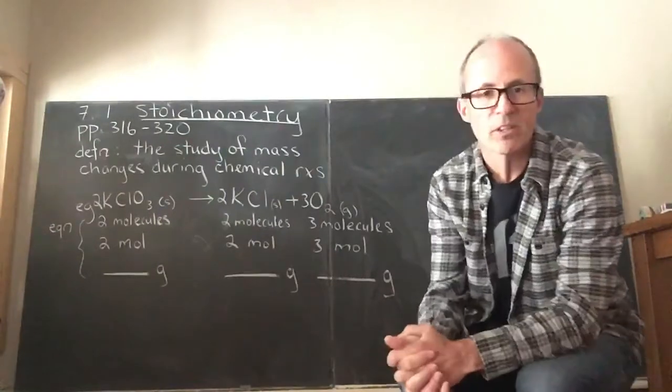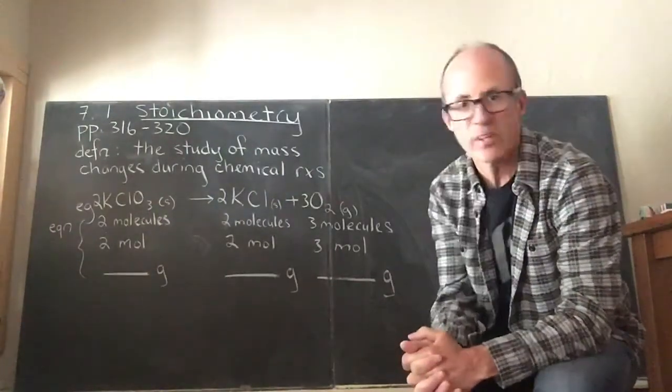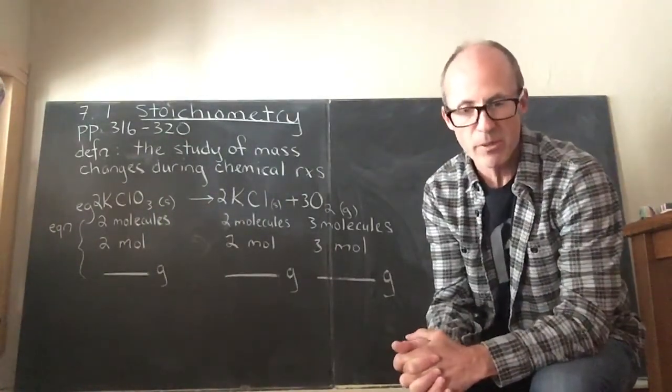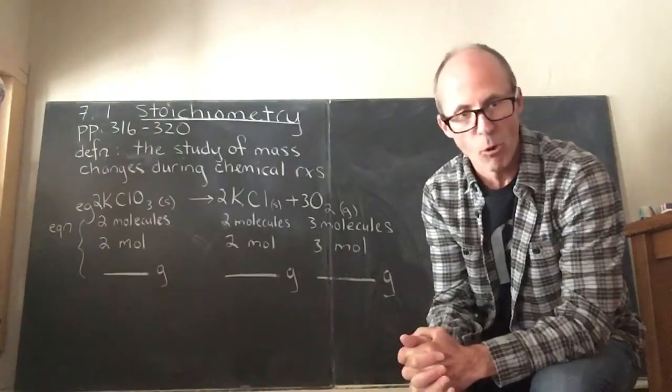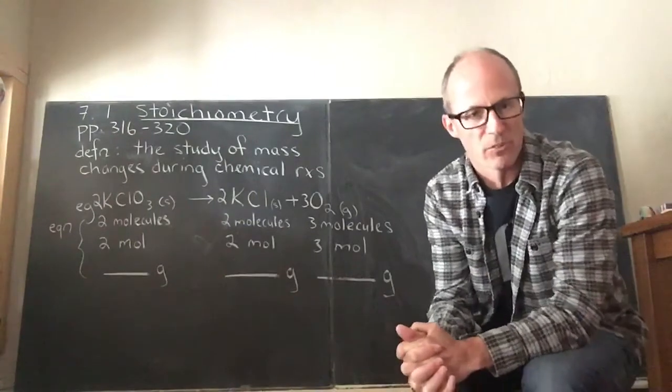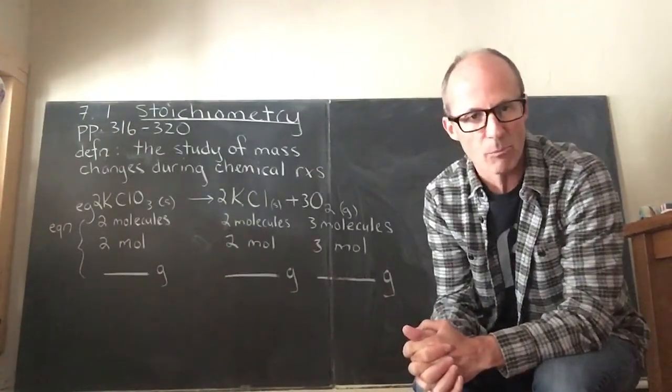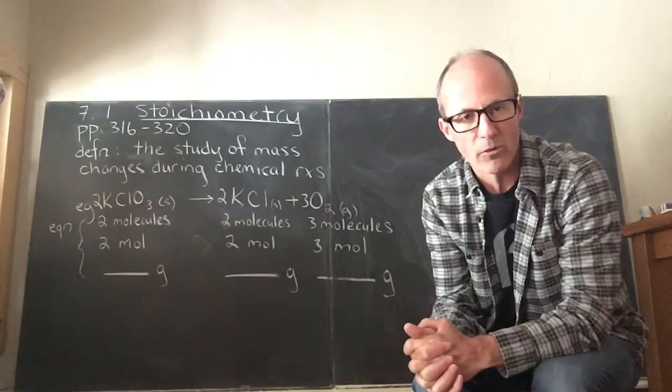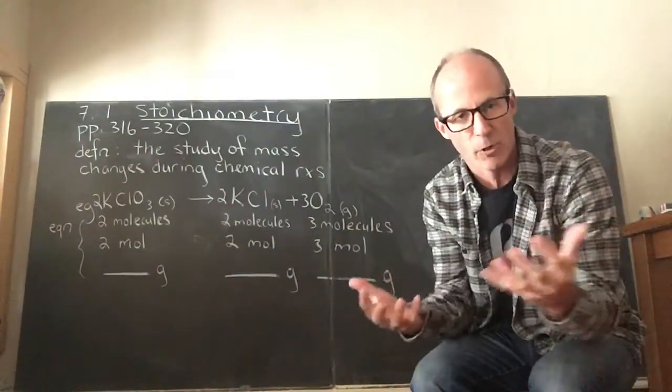Now we're going to move into chapter 7. You can see we're all done with Avogadro's number, converting grams to moles, moles to grams, and even grams to atoms and molecules. You have a good handle on percent composition, along with empirical formula and molecular formula.